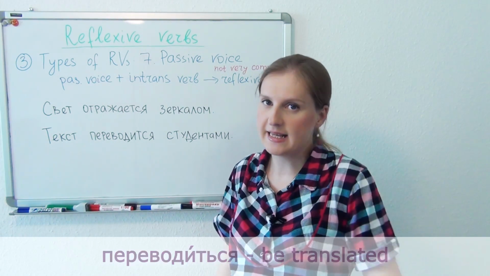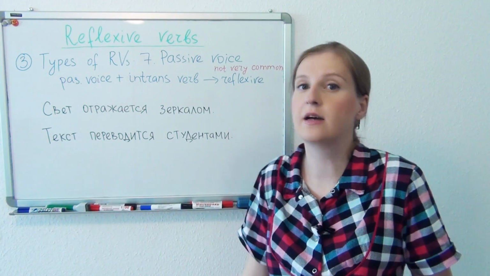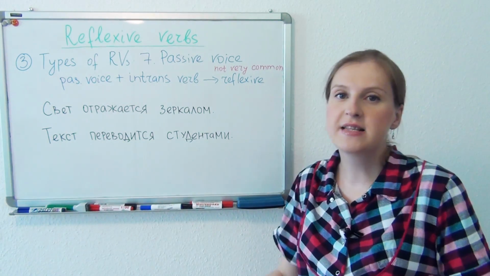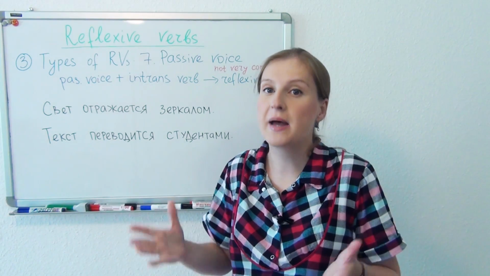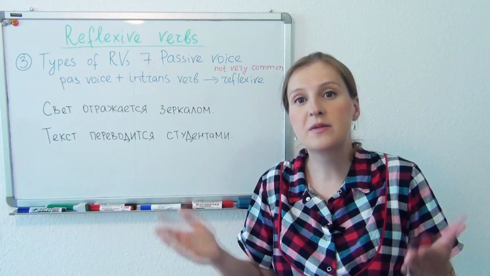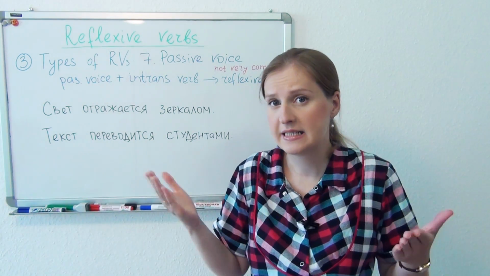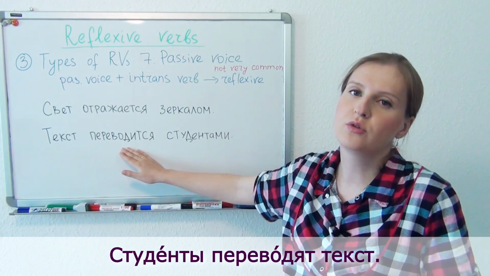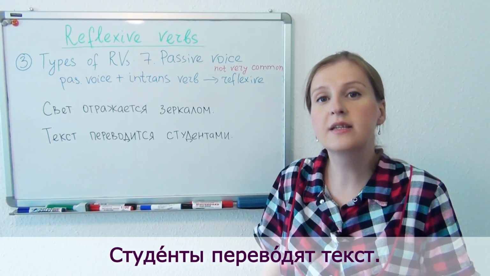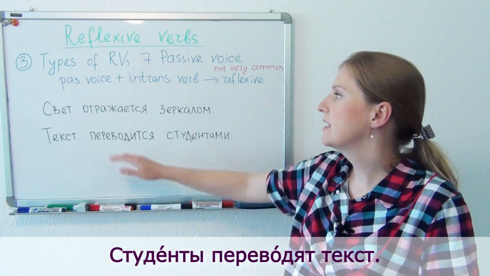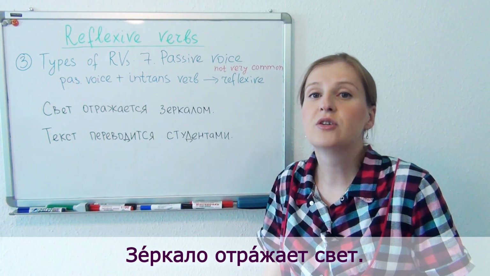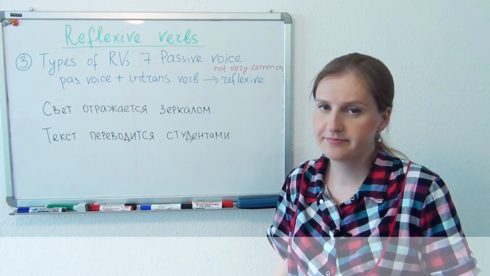As I have already said, passive is not that common in Russian, so be careful. Quite often when we have sentences in English which are in the passive voice, in Russian we'd better formulate the idea in the active voice. For example, here студенты переводят текст. The students are translating the text. Зеркало отражает свет. The mirror reflects the light.